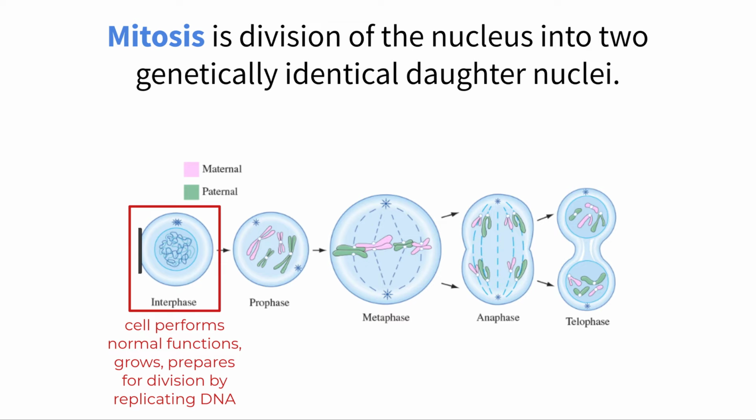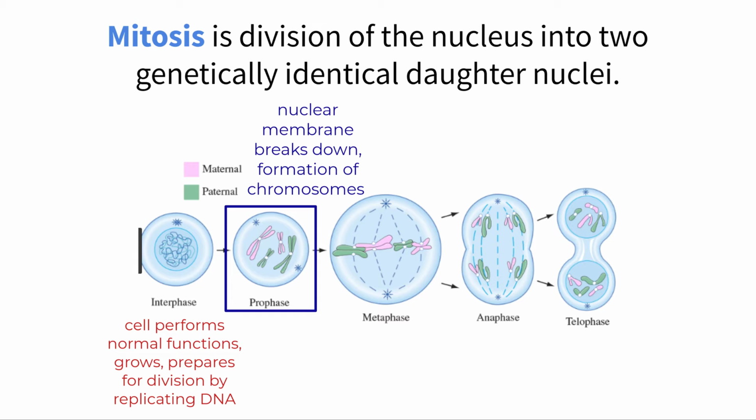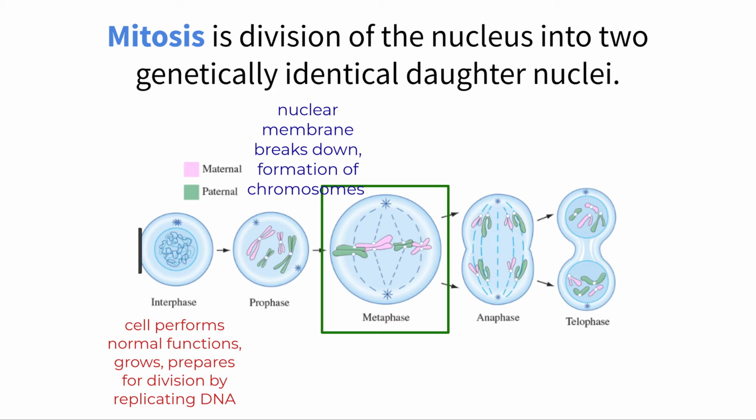After that, we move into prophase. During prophase, the nuclear membrane breaks down, freeing the DNA. At this point, the DNA also condenses into chromosomes that possess one centromere with two copies from the replication, called sister chromatids. During metaphase, the chromosomes get lined up in the center of the cell by spindle fibers. These fibers connect to the centromere of each chromosome and align them to prepare for the next stage.